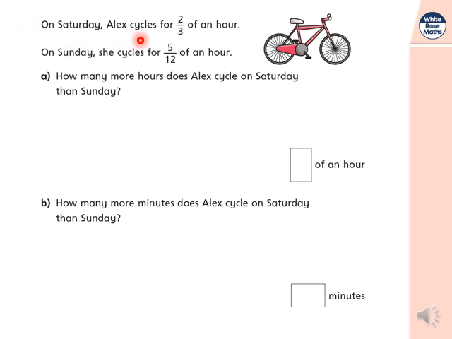So what things will you need to know here? You need to know how long Alex cycles for on both days. Also, it says 2/3 of an hour. Have a think. What do you think you will need to know to be able to answer that question? And the second part, it says how many more minutes does Alex cycle on Saturday than Sunday? Pause the video and have a go at this question.